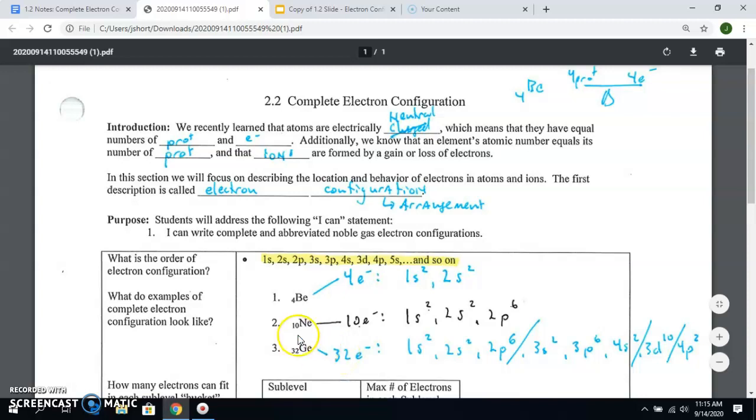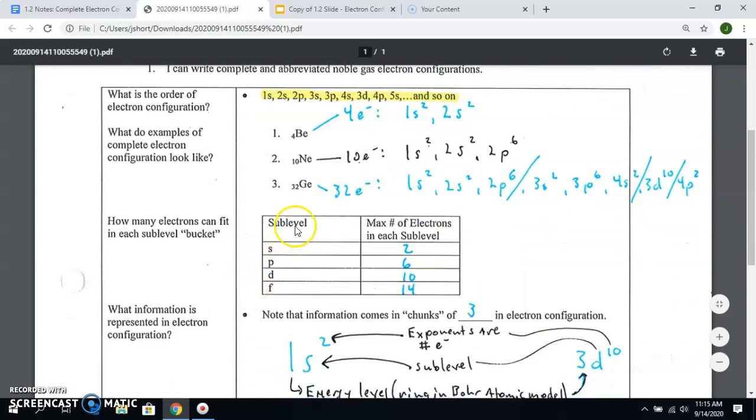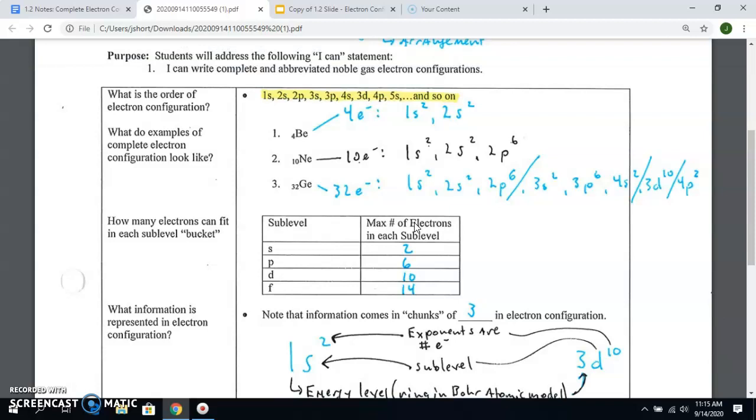Okay, now again in the Edpuzzle this was introduced to you. Each sublevel can hold a maximum number of electrons. So I like to think of these sublevels as if they're buckets. Buckets have a maximum capacity, maybe for water that they can hold. And likewise, each sublevel has a maximum capacity for the number of electrons that it can hold.